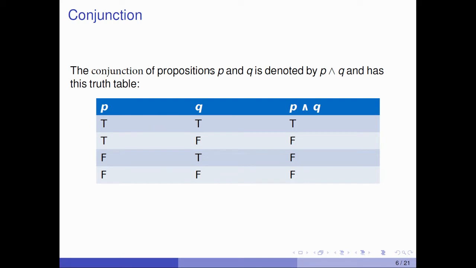All right. So it's also easy to memorize this. Conjunction is very strict. Okay, you may view it like this: conjunction can only be true when both P and Q are true. For disjunction, it's not so strict because you only need one. For conjunction, you need both of them to be true. The rest is false.